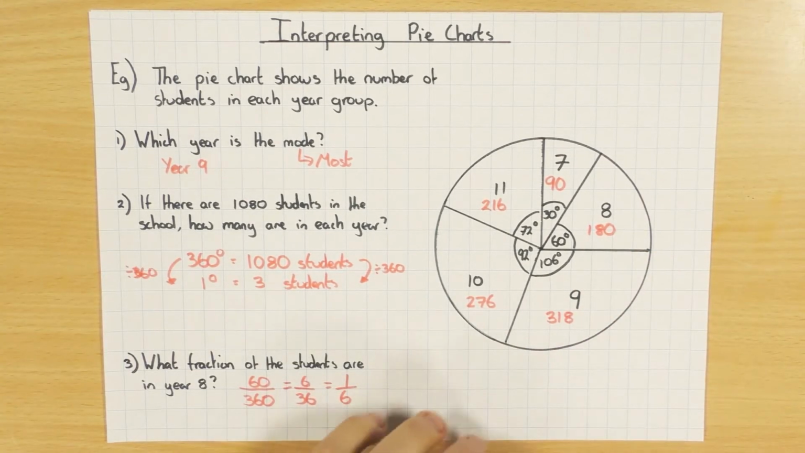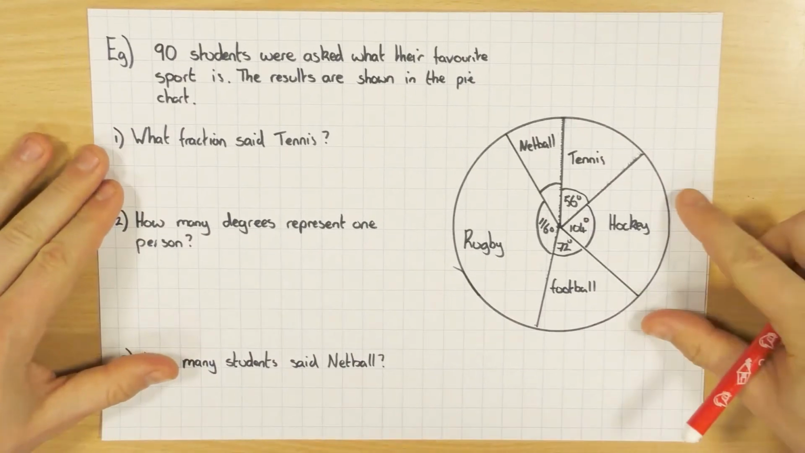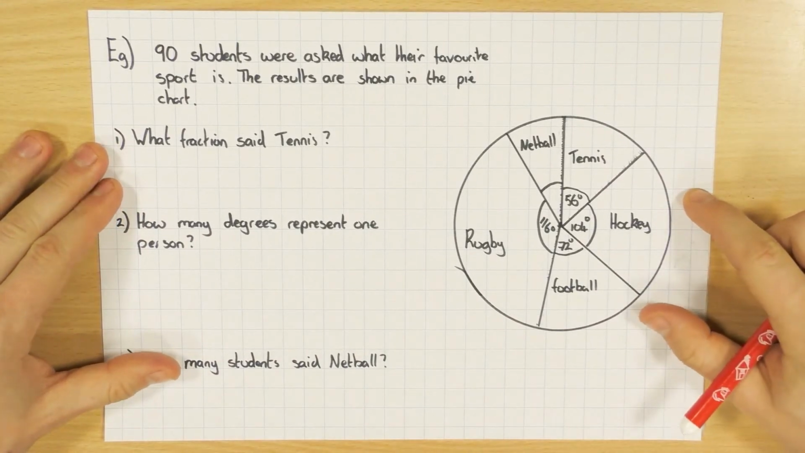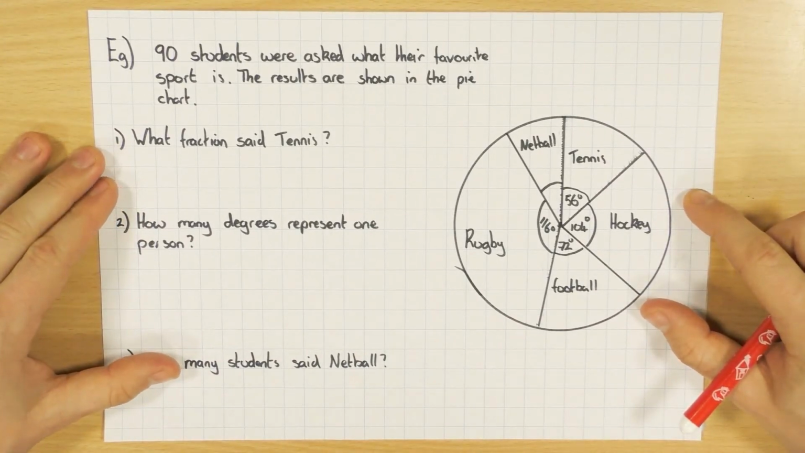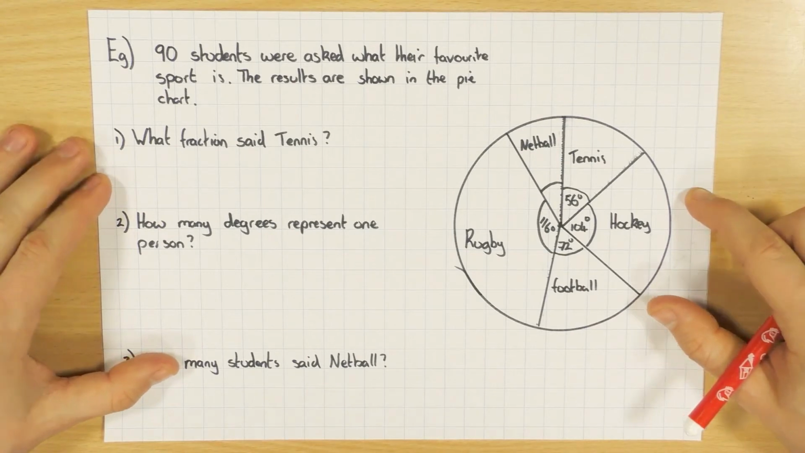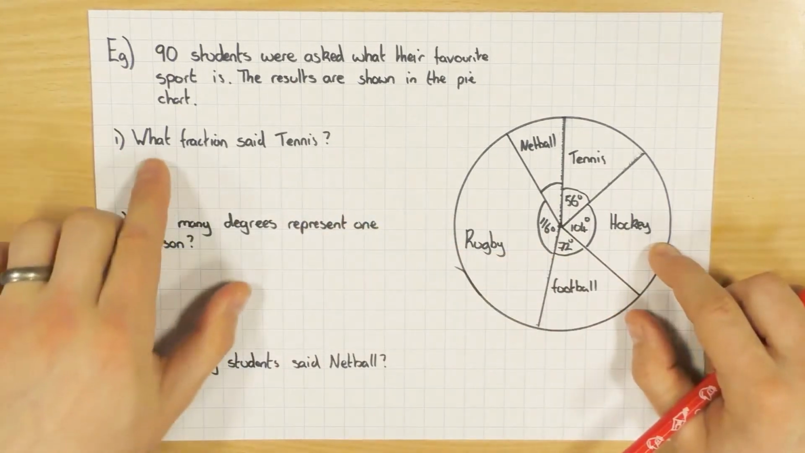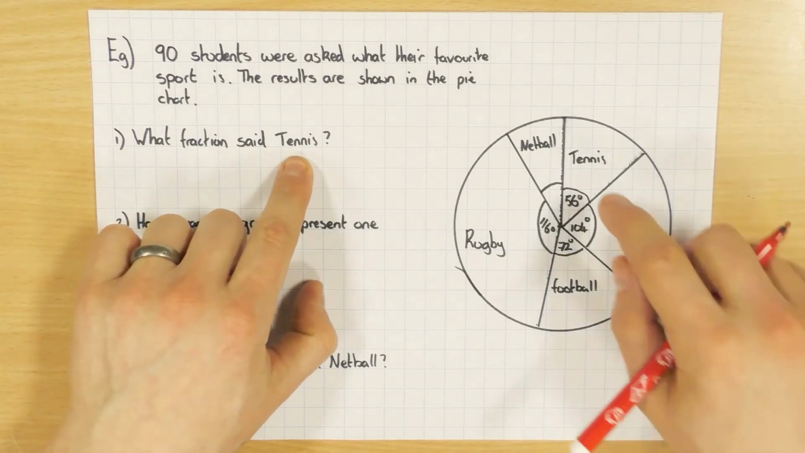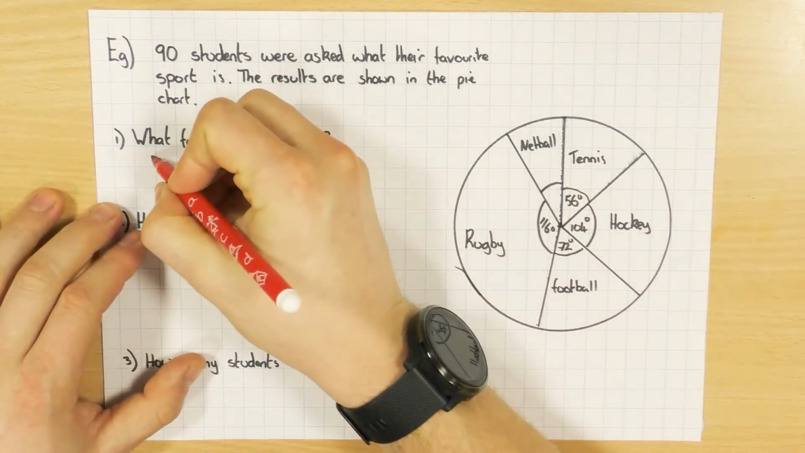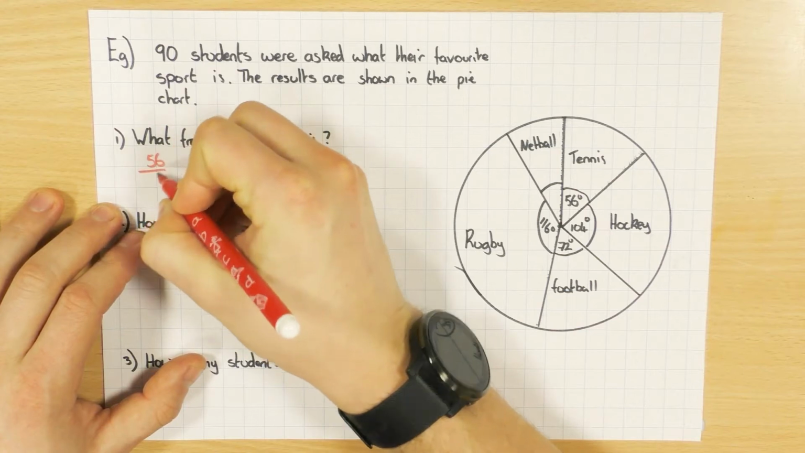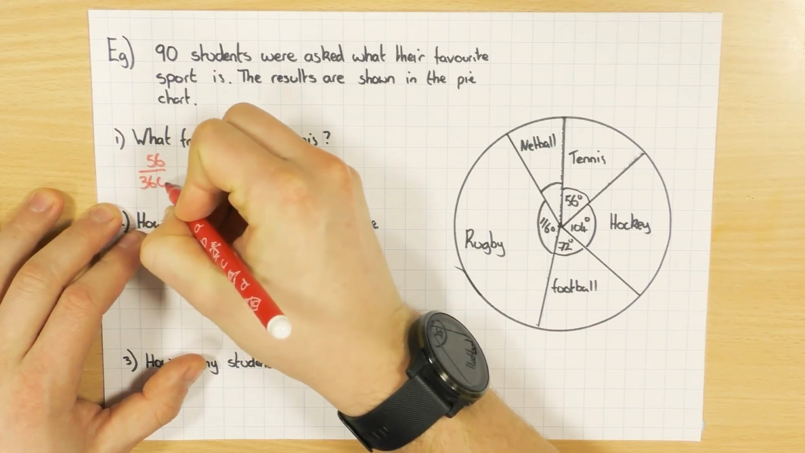Let's have a look at the second one. So the second one here has to do with sports. 90 students were asked what their favourite sport is. The results are shown in the pie chart. So we start off with question 1, saying what fraction said tennis. So I've got 56 degrees for tennis divided by 360.